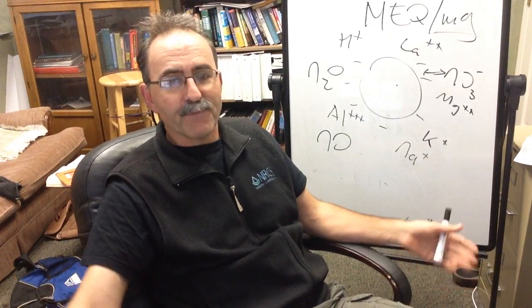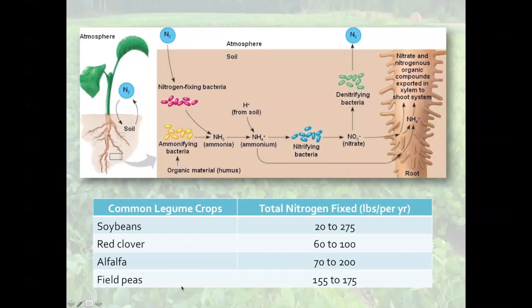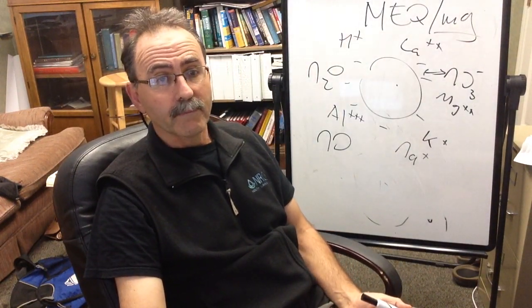Okay, some common legume crops: soybeans, red clover, alfalfa, field peas. I can also mention things like crimson clover. If left to their own devices, will actually take atmospheric nitrogen and leave you, you know, up to 200, 250 pounds per acre of nitrogen. 250 pounds per acre of nitrogen will grow you a heck of a summer crop like corn.